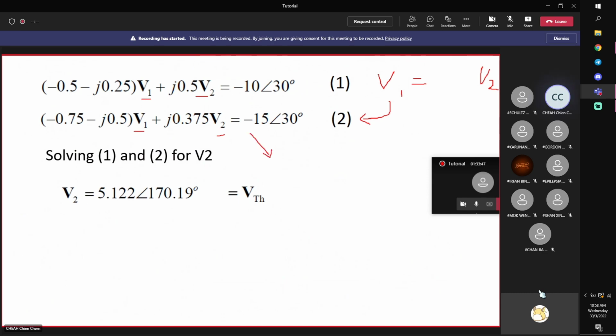But you can also use this one. Express V1 in terms of V2, substitute into the other equation, then you can also get V2, right? So the two-equation substitution method could be easier.